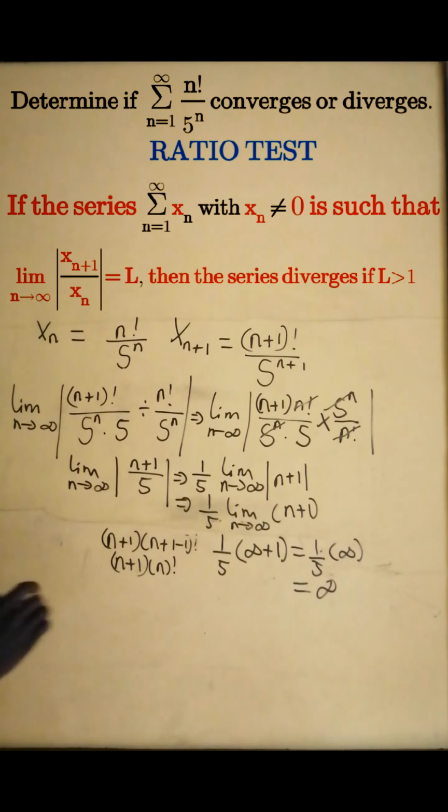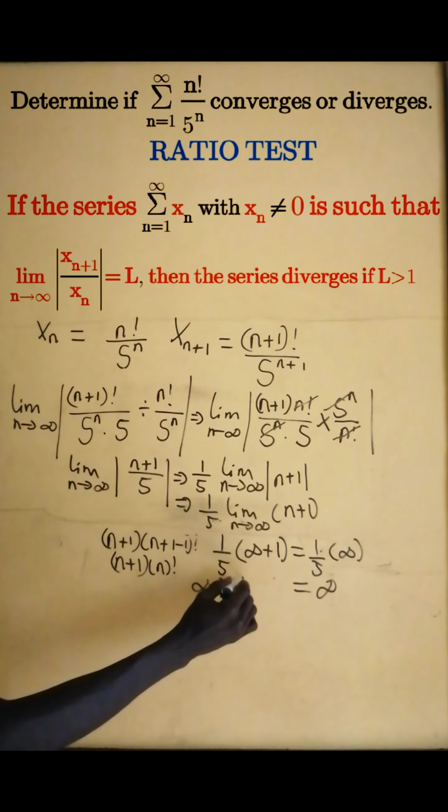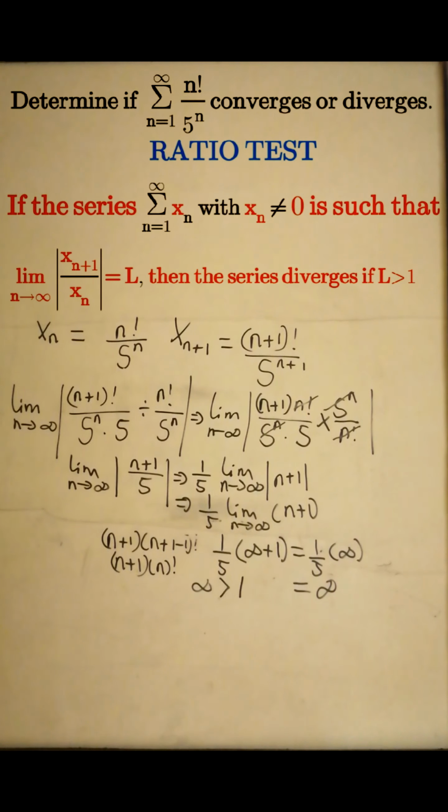Now, from the ratio test, if the series, that is the summation from n equals 1 up to infinity of x sub n with x sub n not equal to 0, is such that the limit as n approaches positive infinity of the absolute value of x sub n plus 1 divided by x sub n equals L, then the series diverges if L is greater than 1. And here, since infinity is greater than 1, the series diverges.